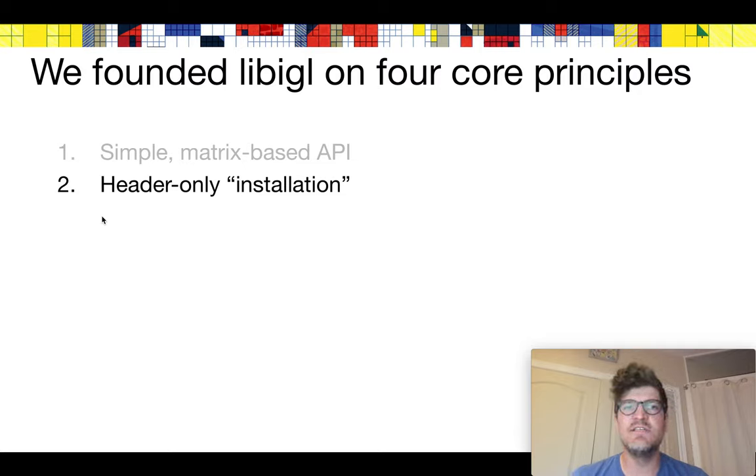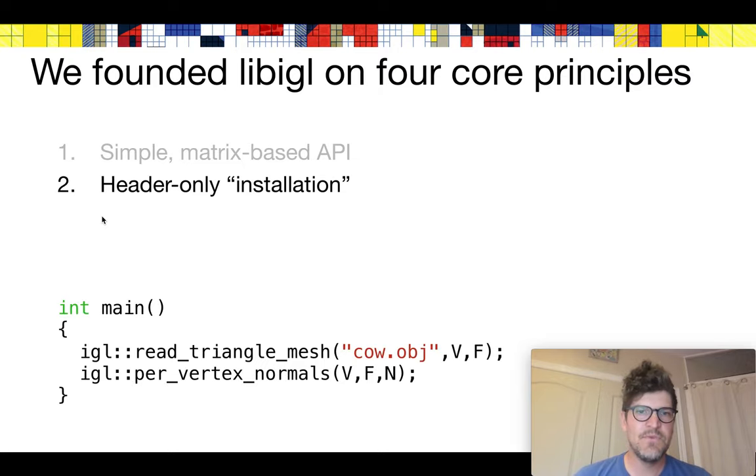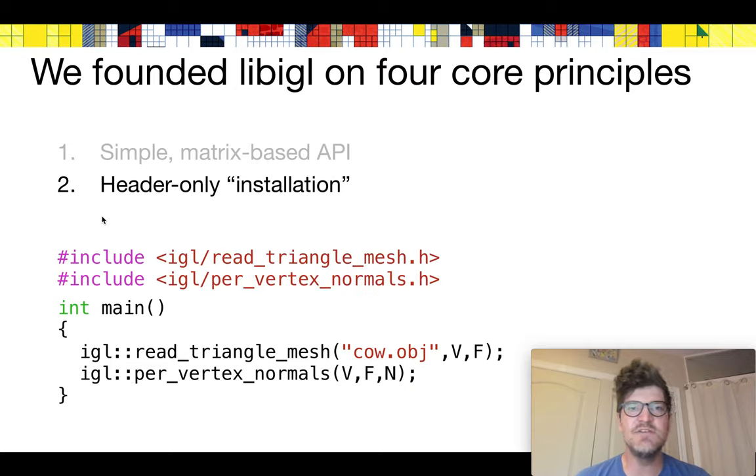The other aspect was making sure that installing our library is dead simple. Libigl is set up as a header-only library. We saw how easy it was to just download the library, point the include path at libigl, and immediately start compiling and running code. So if we want to compile this function that reads in a triangle mesh and computes per vertex normals, all we need to do is include these two headers in libigl, and as I said, point the compiler to the include path for libigl.